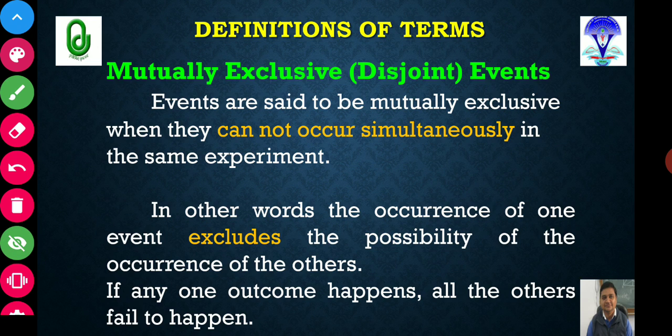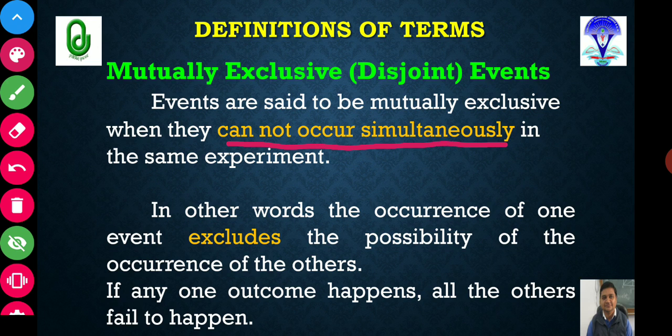Another one is mutually exclusive or disjoint event. Mutually exclusive, disjoint, as opposed to joint. In the word itself, the definition is clear. Events are said to be mutually exclusive when they cannot occur simultaneously.